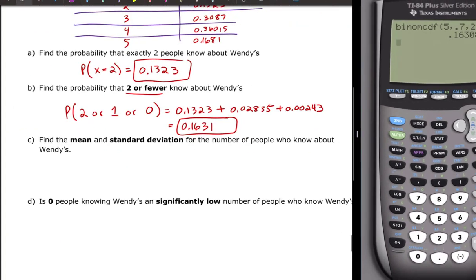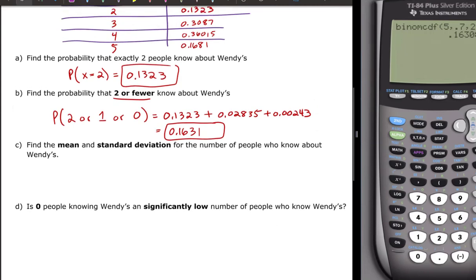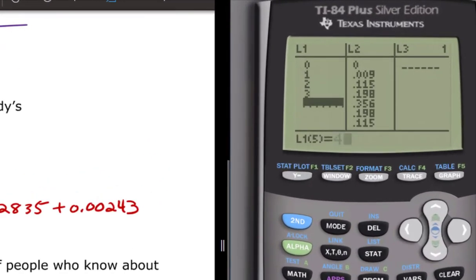And then it says find the mean and standard deviation for the number of people who know about Wendy's. Now, the way we did mean and standard deviation in the previous problems was when we went to edit mode. We have 0 through 5 in this first column here, but in the second column we want our probabilities. I want to show you something real quick, so I'm going to go ahead and enter in 0 through 5 in my first column.